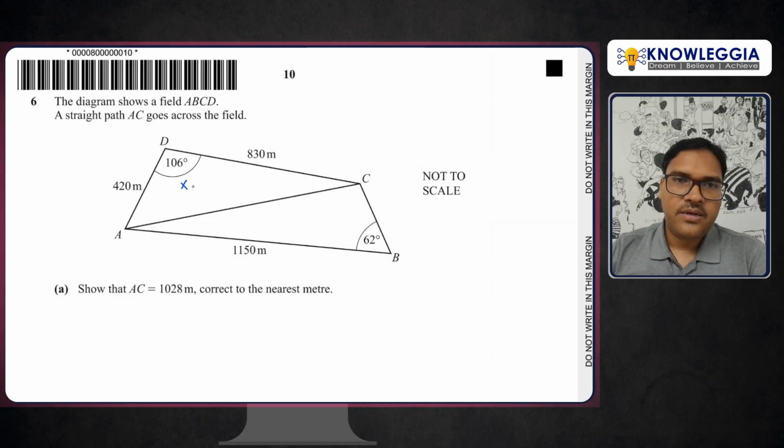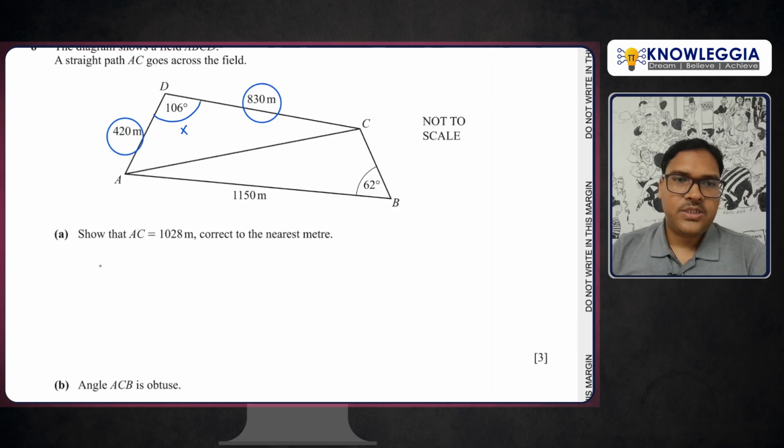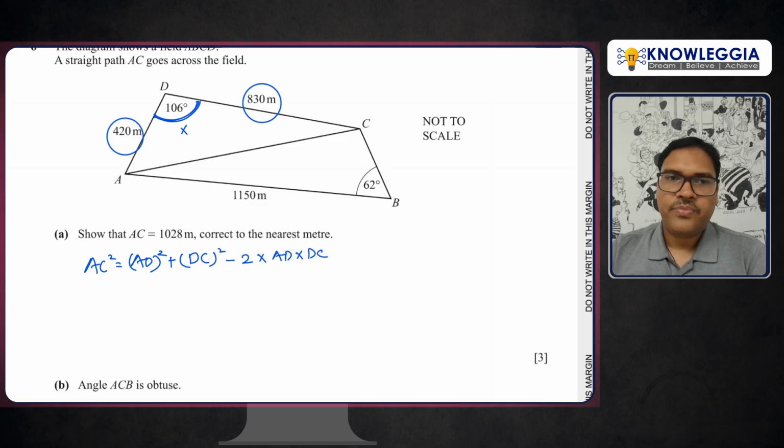Now you can clearly see in triangle ADC, we know two sides and the angle between them, so I can easily apply the cosine rule. AC square is equal to AD square plus CD square, minus 2 AD into DC into cos of 106 degrees. The 106 is made up of AD and DC, so we write the adjacent sides.